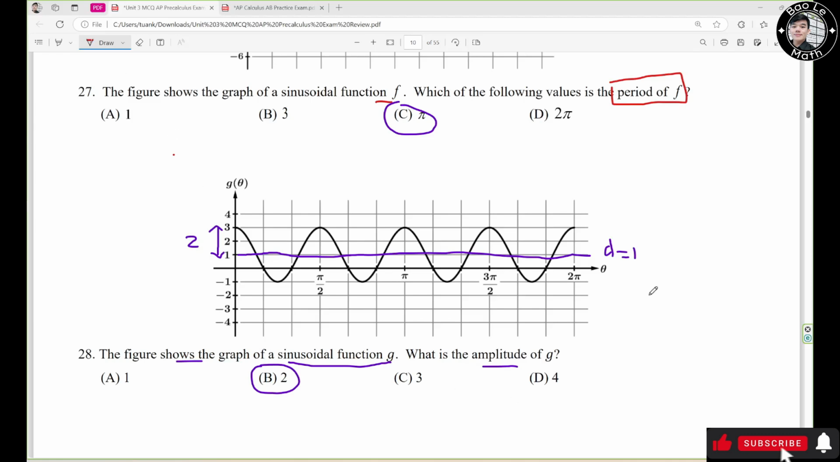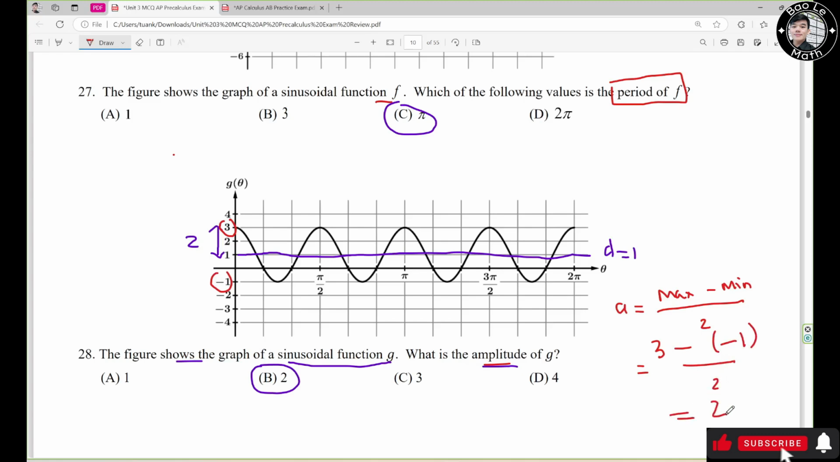Or you can apply the formula amplitude equals maximum subtract minimum divided by 2. Alright, maximum could be 3, subtract minimum is going to be -1, divided by 2. So the answer is 2.